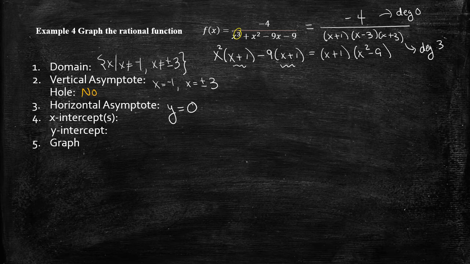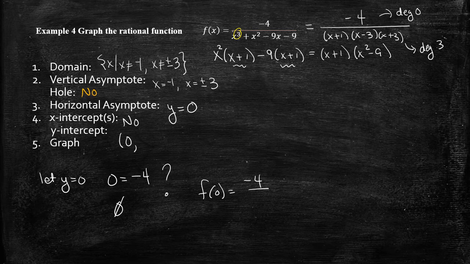Okay, x-intercepts. So remember, to get x-intercepts, let y equal 0. And also, a fraction is equal to 0 when the numerator is equal to 0. Our numerator is -4, so it's never equal to 0. All right, there are no x-intercepts. Y-intercepts, let x equal 0. Plug in a 0 for the x's. I have a -4 in the numerator. 0 plus 0 minus 0 minus 9. -9 in the denominator. So positive 4/9 is our y-intercept.